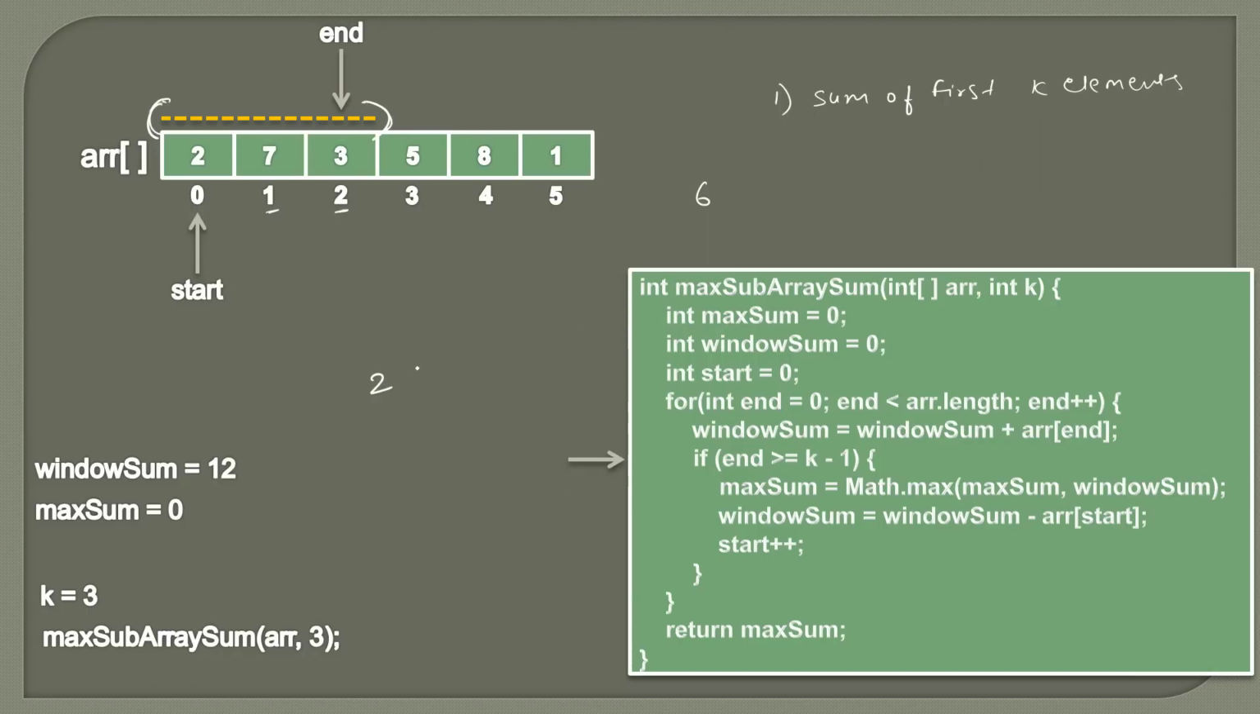And now here you can see end is at index 2. So the value of end is 2. And it is greater than or equal to k minus 1, which is 3 minus 1, which is 2. So this condition comes out to be true. So now the if block gets executed.